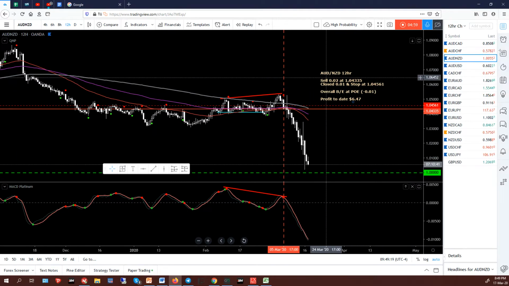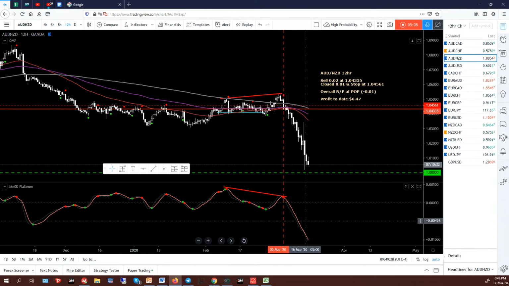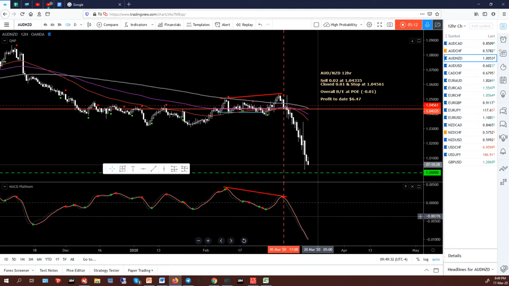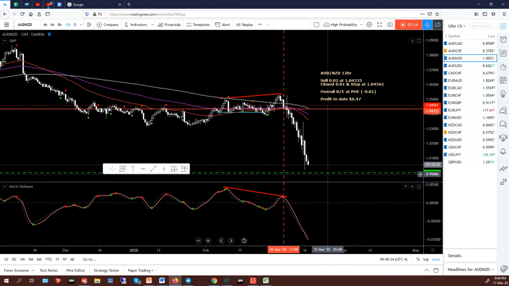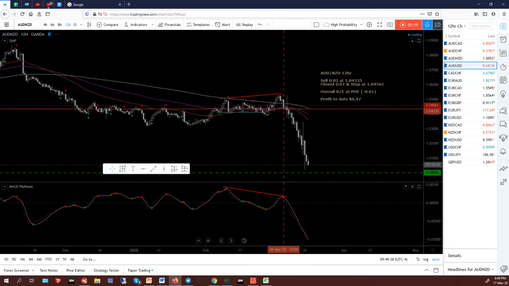So I'm going to sell on the Aussie up here, Aussie New Zealand. I've already sold half. This thing's going down. I haven't moved my stop yet. It's still above the entry level. When I get a green dot on the MACD Platinum below the 0 level, or I think when it hits that one, the parity, I'll probably drag my stop down. So it's all good at the moment.